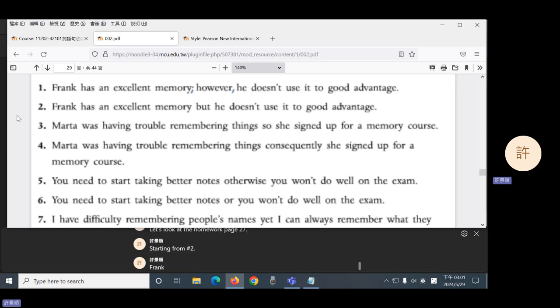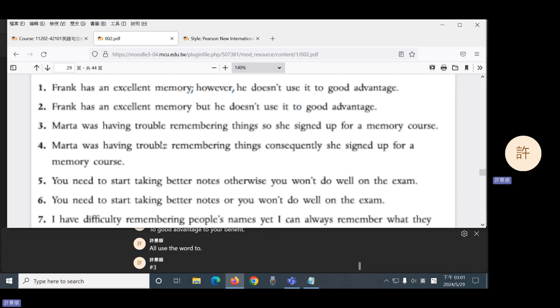"Frank has an excellent memory, but he doesn't use it to good advantage." This is a very interesting use of the word "to." To your advantage, to good advantage, to your benefit. I'll use the word "to."